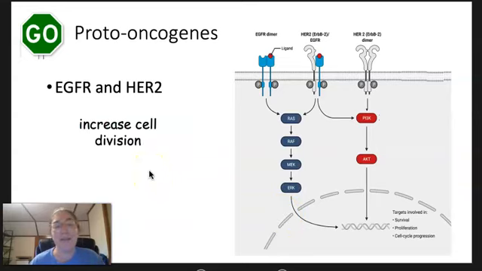So some common proto-oncogene examples. These are ones that are basically growth factors, and these are gain of function mutations, so when they just start to be overproduced essentially, which increases cell division. So 2 of these that you may have heard of, EGFR, which stands for epithelial growth factor receptor, I think, and HER2. HER2 is commonly characteristic of breast cancers.